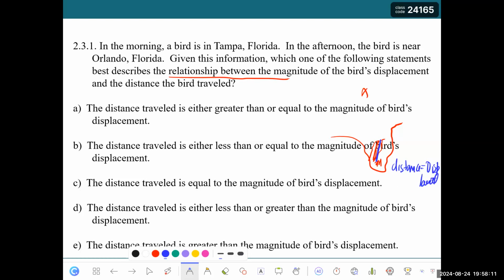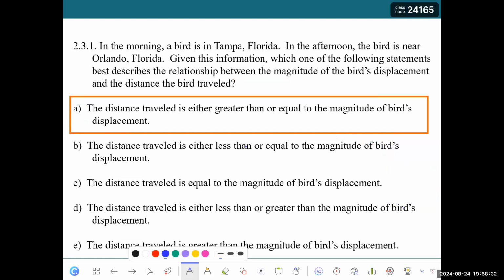But if the bird is not flying in a straight line, it goes a little bit here and then comes back. It means distance is bigger than displacement, which could be possible. So I think this is the correct answer: distance could either be greater than or equal to. Okay, that's the correct answer.